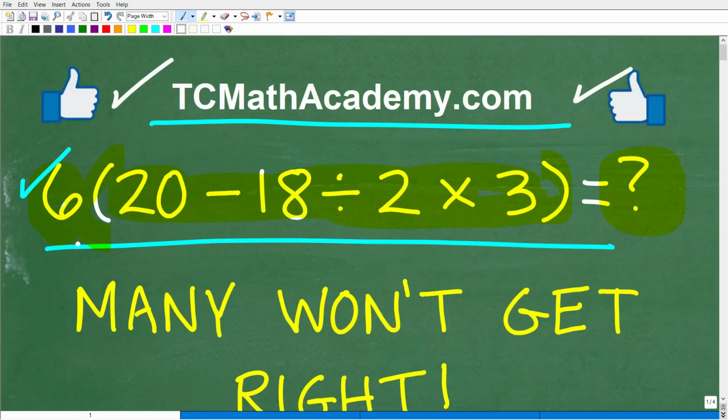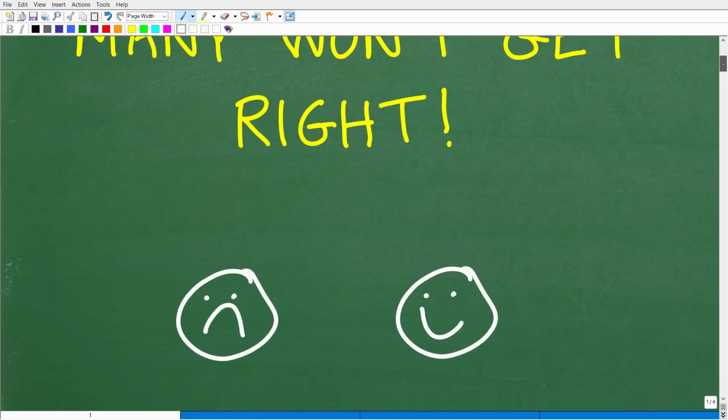Okay, so 6 times, this means multiplication right here. That's a little bit of a hint for those of you out there that weren't sure what this means. So 6 times parentheses 20 minus 18 divided by 2 times 3 end parentheses. What does this all equal to? Well, let's go ahead and take a look at the answer.